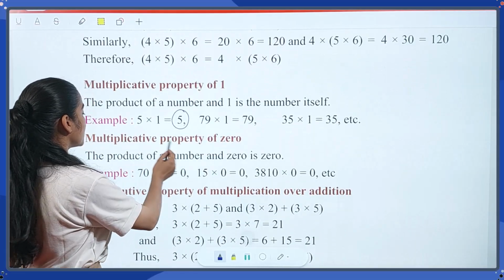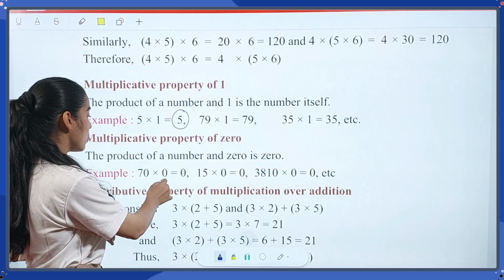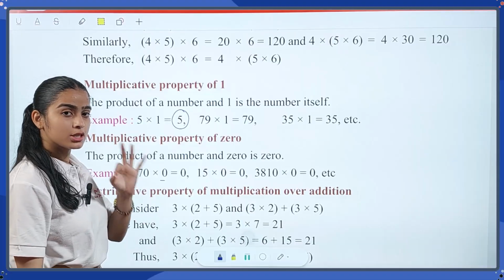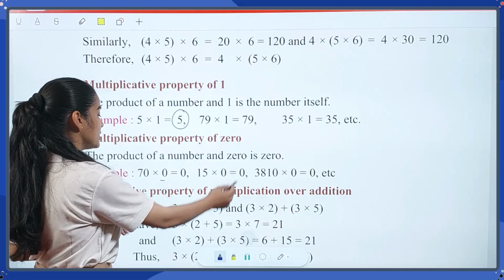Next, we have the multiplicative property of 0, which means whenever we multiply any number with 0, what do we get at the end? We get 0 only. So 70 multiplied by 0 is 0. 15 multiplied by 0 is 0.